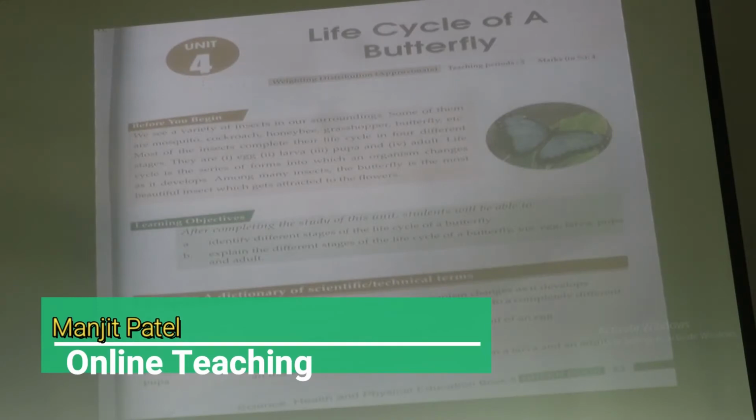Now we are going to read our new chapter, Unit 4, Life Cycle of a Butterfly. Butterflies are the most beautiful flying insects having large scale wings. The body of a butterfly can be divided into three distinct parts. They are head, thorax, which means chest, and abdomen, which means tail end.